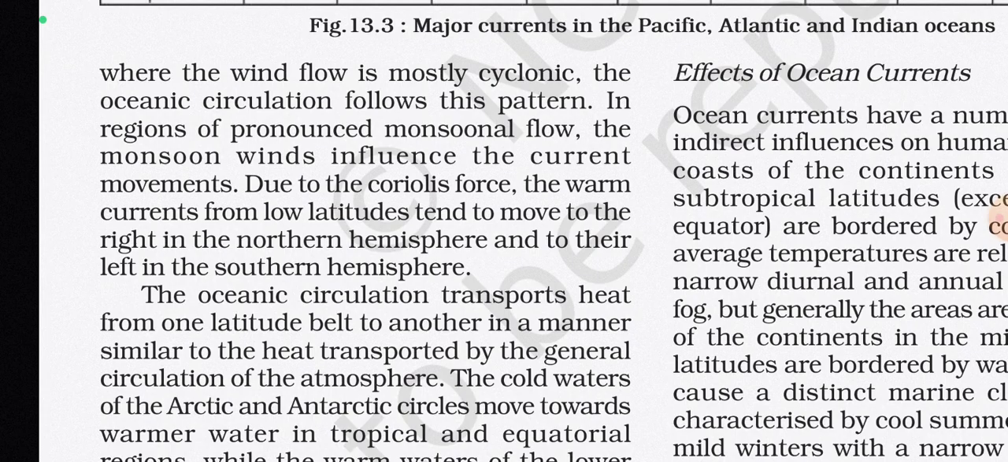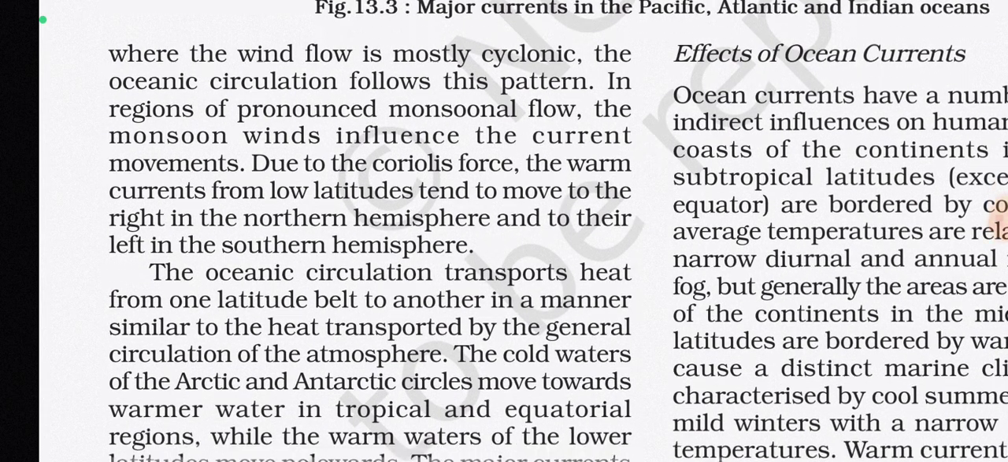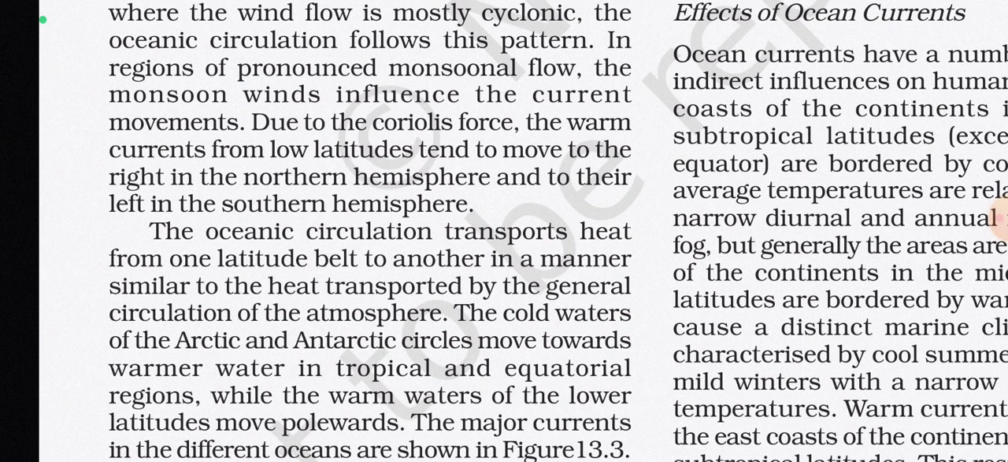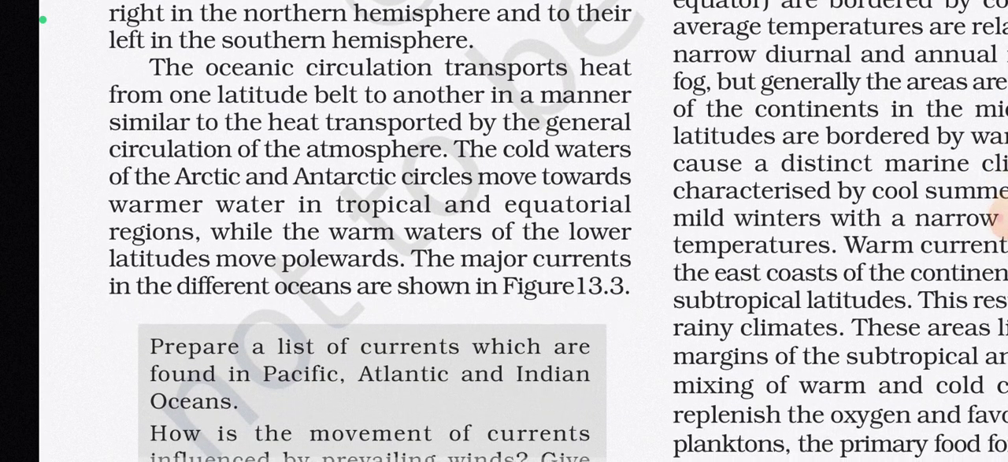ठीक है. The oceanic circulation follows this pattern. In regions of pronounced monsoonal flow, the monsoon winds influence the current movements. Due to the Coriolis force, the warm currents from low latitudes tend to move to the right in the northern hemisphere and to the left in the southern hemisphere. The oceanic circulation transports heat from one latitude belt to another in a manner similar to the heat transported by the general circulation of the atmosphere.